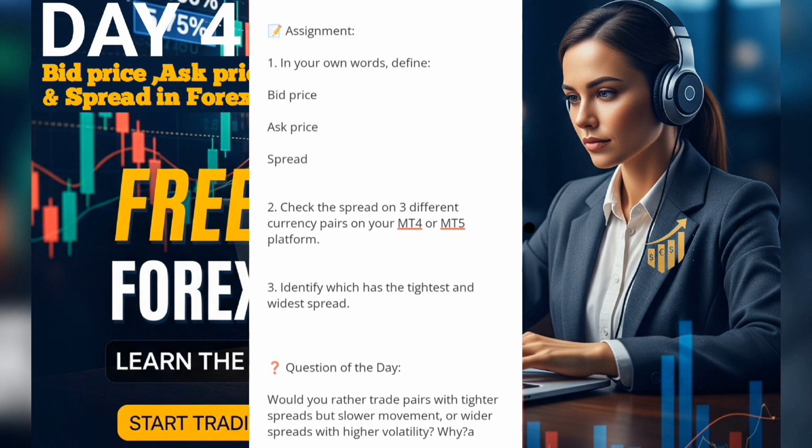Question of the day: Would you rather trade pairs with tighter spreads but slower movement, or wider spreads with higher volatility? Why?